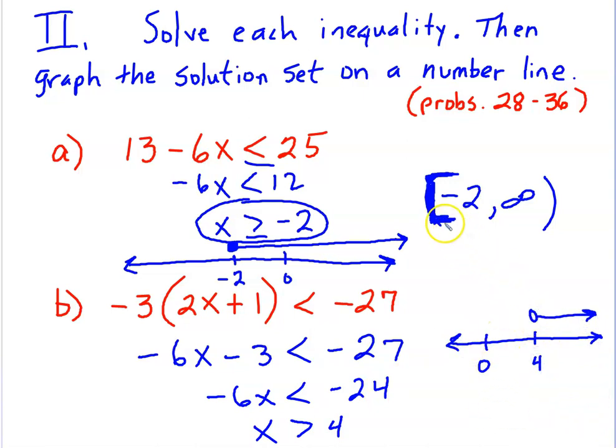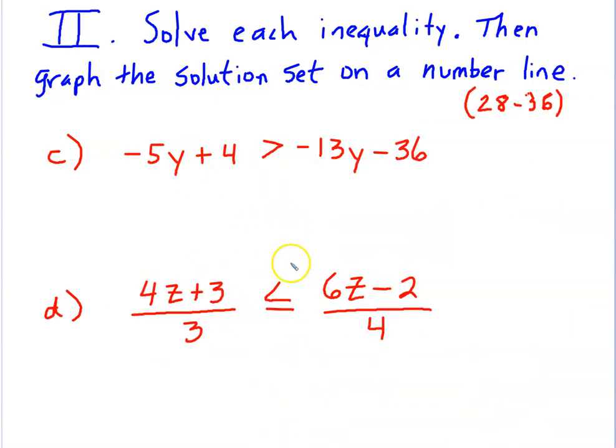And using interval notation, we're introducing that concept today, we would say 4 would be the left boundary and infinity would be the right. And it's an open interval, so we use parentheses around 4.